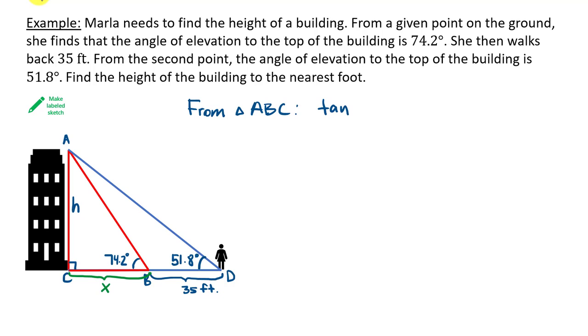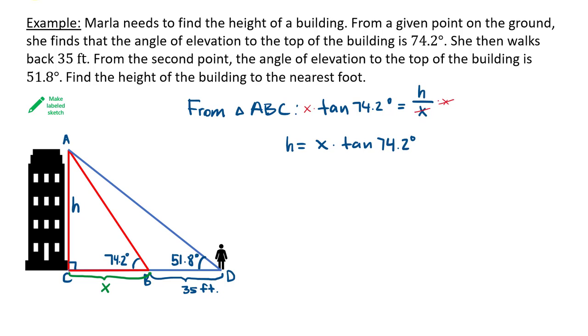Tangent of angle 74.2 degrees equals the opposite side, which is h, over the adjacent side, which is x. And now if I want to get h by itself, I'll need to multiply by x on the right. I want to cancel the denominator, and I need to multiply by x on the left. So h equals x times tangent of 74.2 degrees.